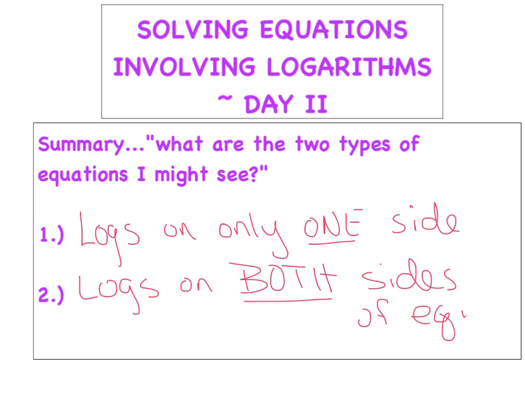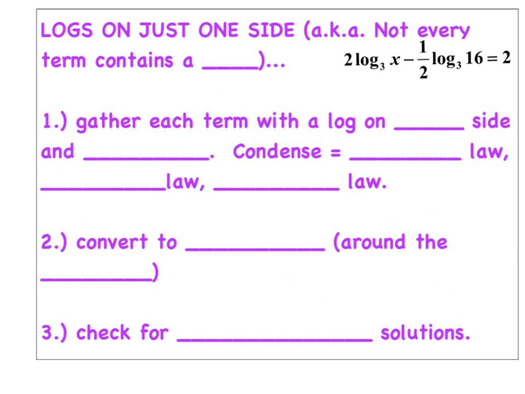Every time we do a problem tonight, we're going to start off by identifying which of these two categories it falls into. Do we have logs on just one side, or do we have logs on both sides? So we're going to get our steps all in order here. The first thing I want to look at is what happens if we have logs on just one side? Or, more specifically, what if not every single term contains a log? Some of the terms have a log and some don't.